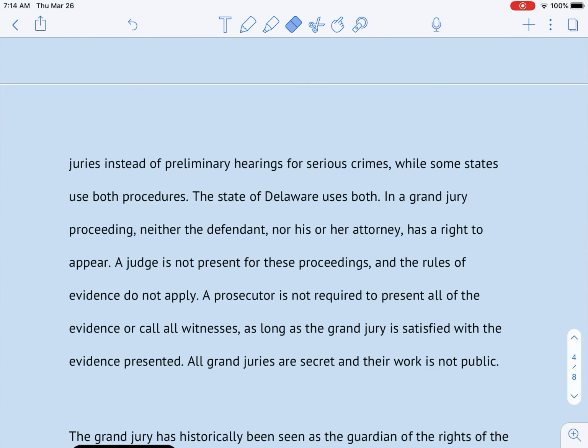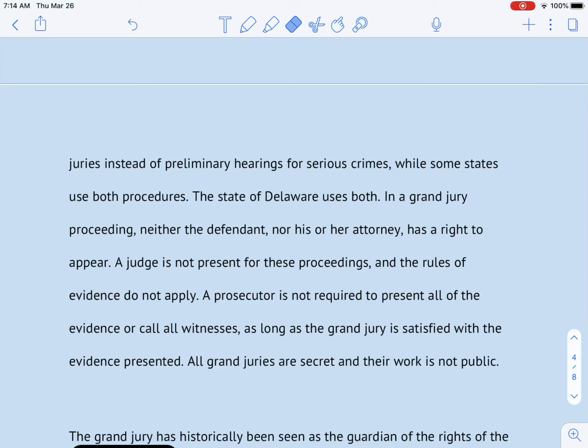So in a grand jury proceeding, neither the defendant nor his or her attorney has a right to appear. So just to make this clear, this is very strange because the defendant's not there, the defendant's attorneys are not there. A judge is not present for these proceedings either, and the rules of evidence do not apply. So rules regarding what is admissible, what is not, they do not apply. So it is just a prosecutor in a room with 16 to 23 grand jurors who are going to determine whether or not this case has enough evidence to proceed to trial.